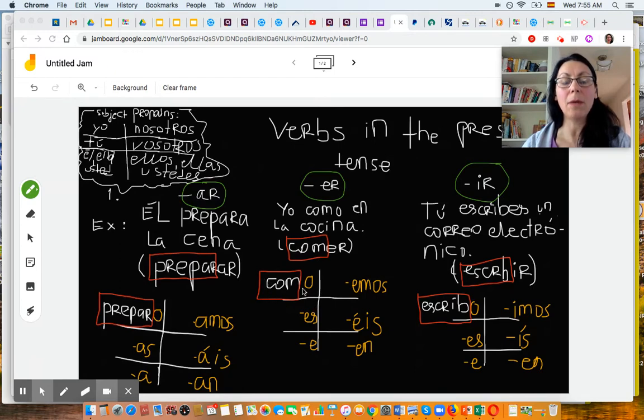Yo como, I eat, or I am eating. Tú comes, you eat, or you are eating. Él, ella, usted come, etc.